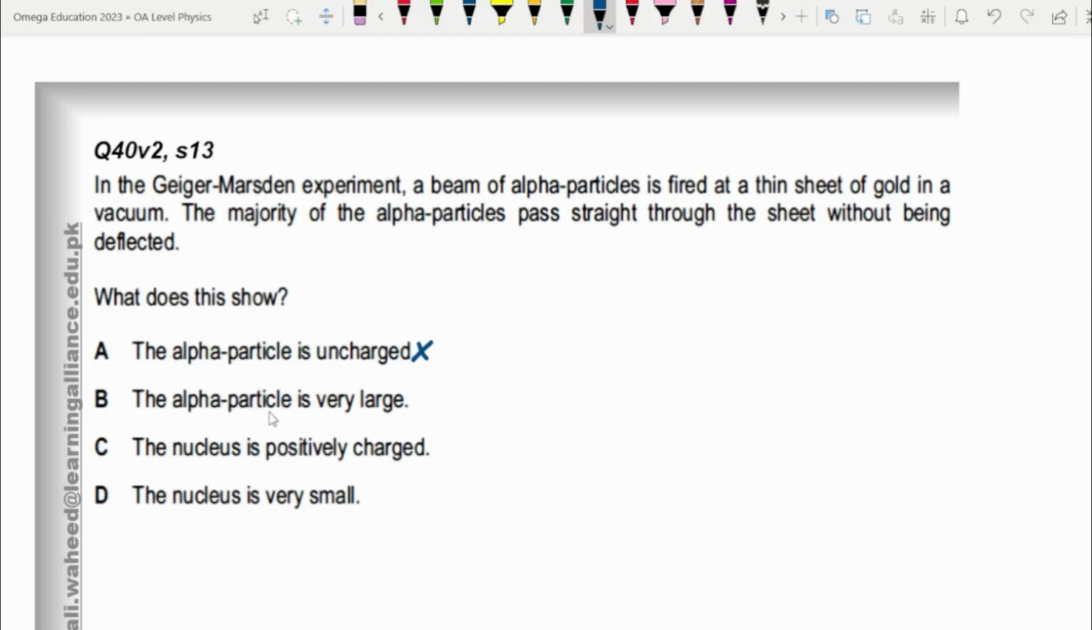The alpha particle is very large. No. It was supposed to give the information about the target, about the nucleus. The nucleus is positively charged. And the last one, the nucleus is very small. Okay, so the thing is, both of these statements are right. If we take a look at these two statements independent of the question, then you'll be convinced to say that both are right, and they are. The nucleus is positively charged and the nucleus is very small.